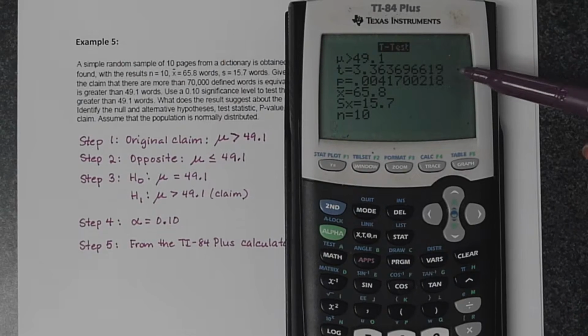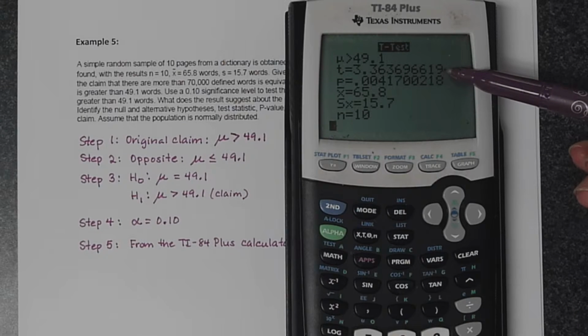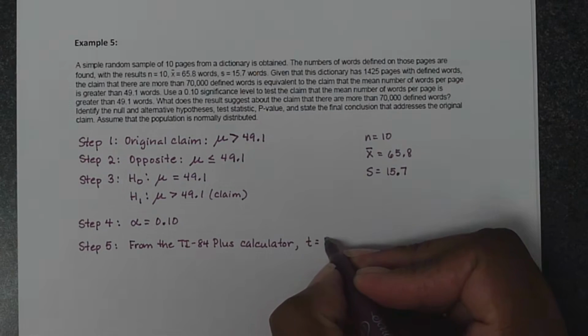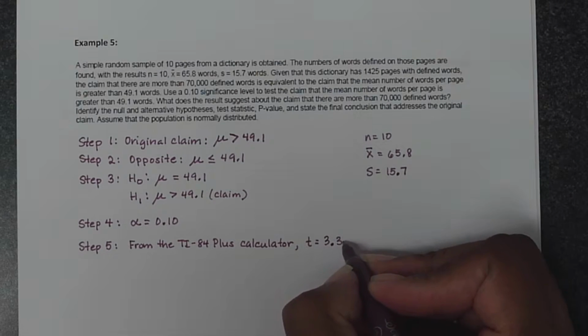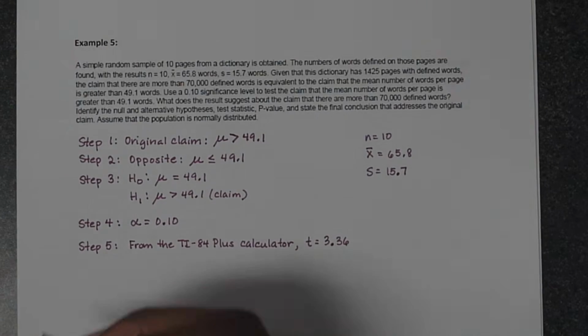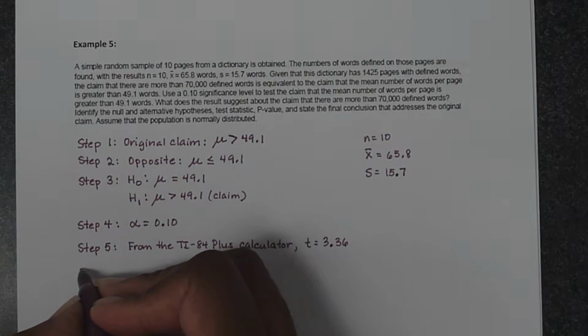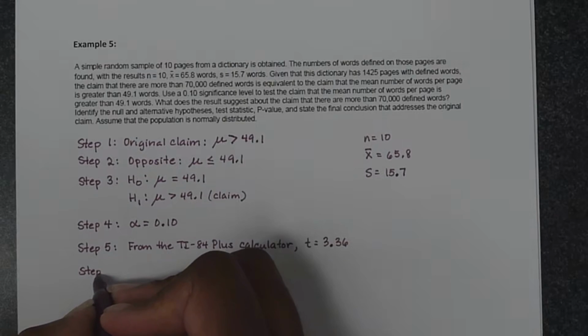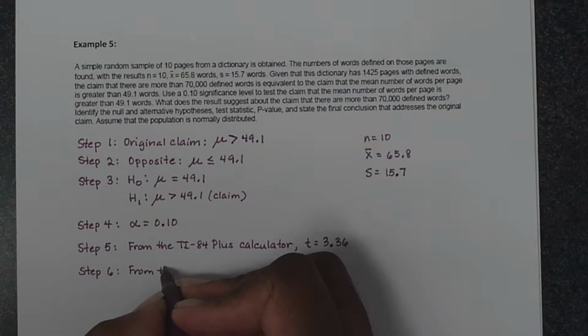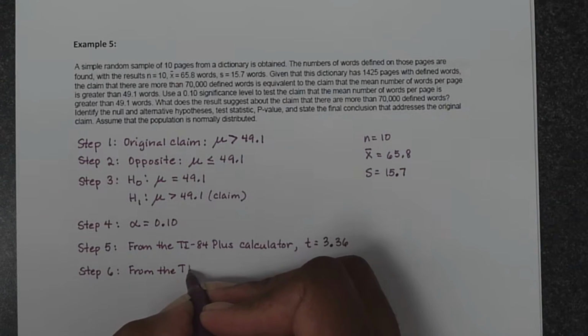So here's your t-test statistic right here. And if we were to round this off to 2 decimal places, it would be approximately 3.36. So our t-test statistic is 3.36. That's step number 5. Step number 6 will also come from the TI-84 plus calculator.